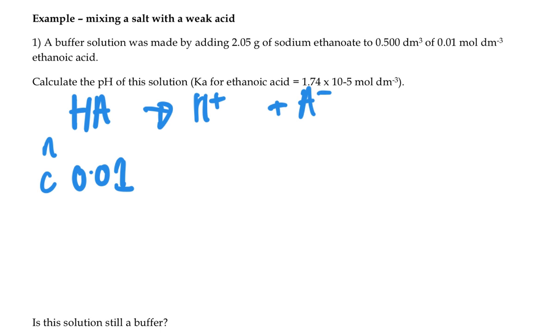So sodium ethanoate is NaCH3COO. So what I've done is I've swapped the H plus from my ethanoic acid for a sodium ion. And I know it's a single sodium ion because sodium has a 1 plus charge. And then what I've got to do is use moles equals mass divided by RFM. So my 2.05 divided by my RFM of sodium ethanoate, which gets me 0.025 moles.